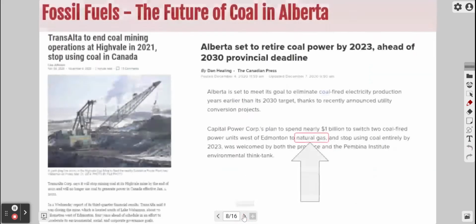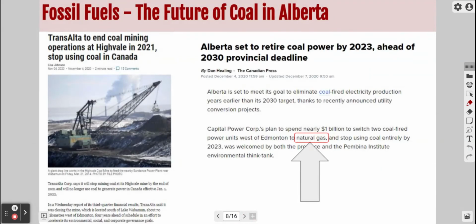Now, what's really interesting is coal is all over the news right now. I don't know if you've been listening to any of the news, but there's a lot going on with the coal industry. So that Highvale mine that I just pointed out is the largest one. It's also going to be closing right now, actually in this year. They're going to stop using coal. TransAlta isn't going to use coal anymore to generate power in Canada, effective January 1st, 2022.